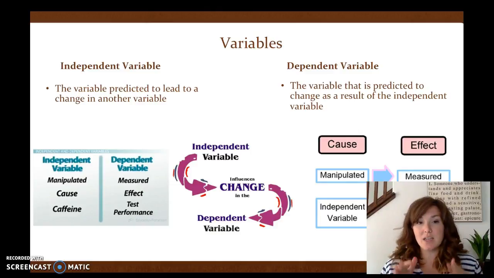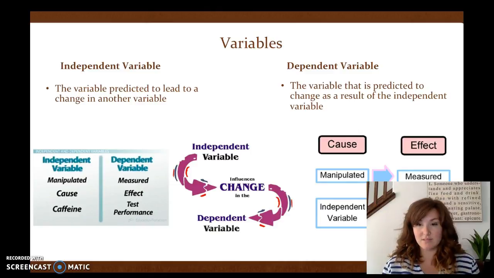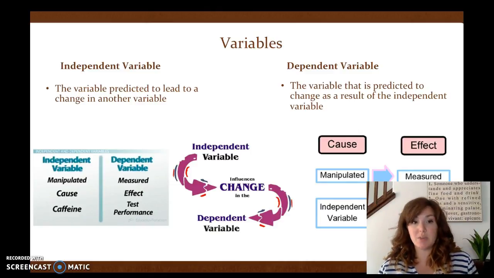We have independent and dependent variables. The independent is a variable predicted to lead to change in another variable, while the dependent variable is the variable that is predicted to change as a result of the independent variable. So the independent variable is what you manipulate. The dependent variable is what you measure. Cause and effect. Does that make sense? So we want to be really clear on the difference between independent and dependent. Independent is manipulated, dependent is measured. Cool?